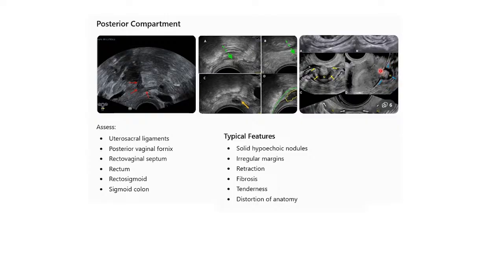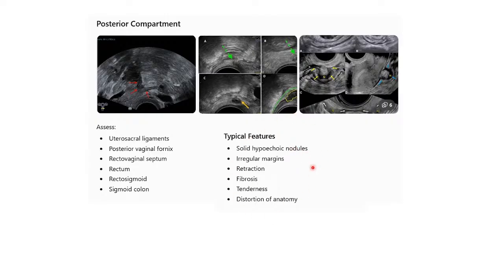There is a rectal sigmoid cancer there, but it's endometriosis. So assess the uterosacral ligaments, the posterior vaginal fornix, the rectovaginal septum, and the rectum, the sigmoid colon. For those hypoechoic nodules, the typical features of deep infiltrating endometriosis are solid hypoechoic nodules with irregular margins, then retraction, fibrosis, tenderness, and distortion of the anatomy. You can see that the anatomy will be distorted.